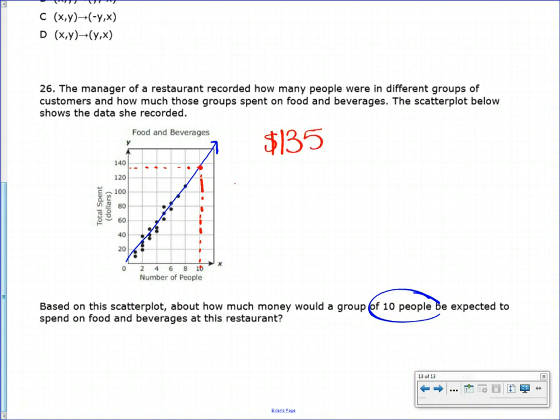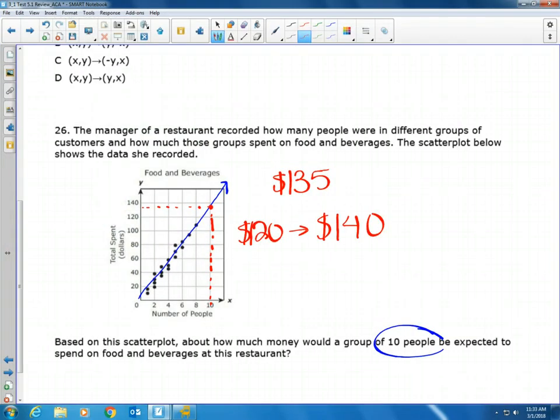If you estimated anywhere between 120 and 140, I would say that's a good estimate. If you're above that or below that, you might want to look at your trend line again and just make sure that you drew a good trend line that's balanced. Okay, your test is tomorrow. Make sure you have this review completed before you get to class.